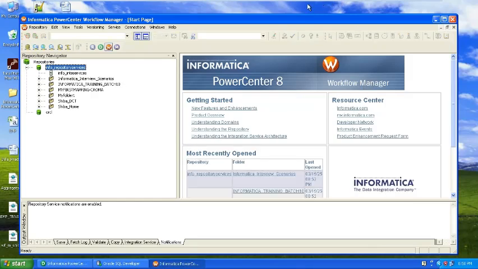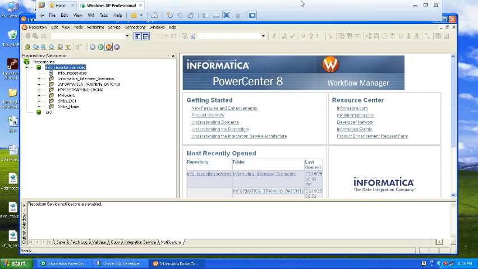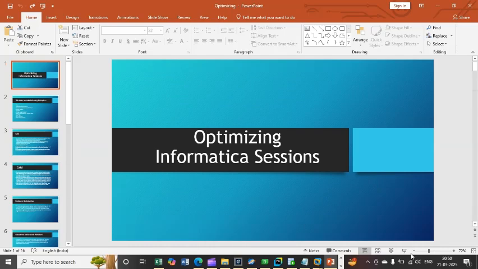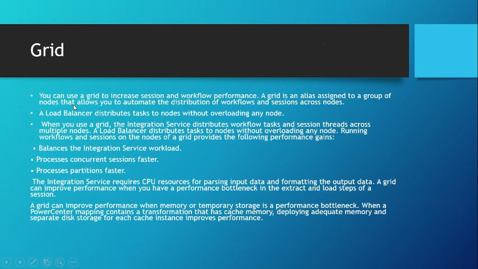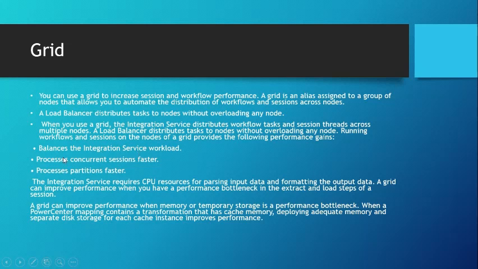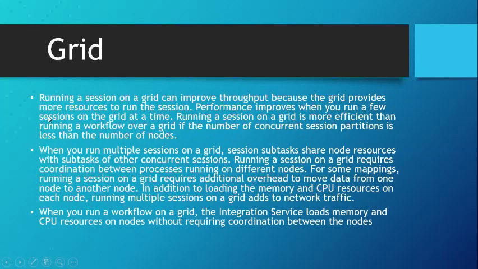Let me just recap our previous session so that you can go through it. Last time I explained optimizing the grid, and how you can use the grid to transform. There are multiple options: balance, integration, process partitions, and CPU utilization. Running a session on a grid can improve throughput. When you run multiple sessions on a grid, you can share your subtasks.